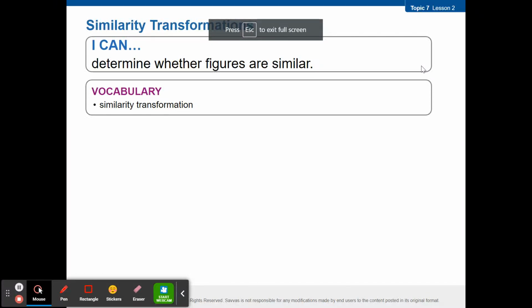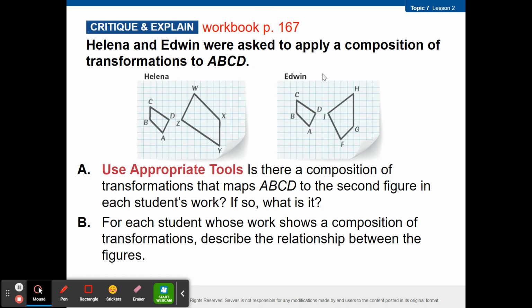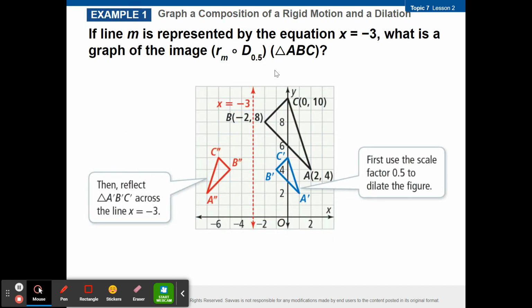Okay, so your I can statement today is determine whether figures are similar, and a new vocabulary word is similarity transformation. We're not going to do the critique and explain, but let's take a look at example 1. So if line M is represented by the equation x equals -3, what is the graph of the image where we have, this should be a reflection, so that should be capital letter R, with a dilation of 0.5 for triangle ABC.